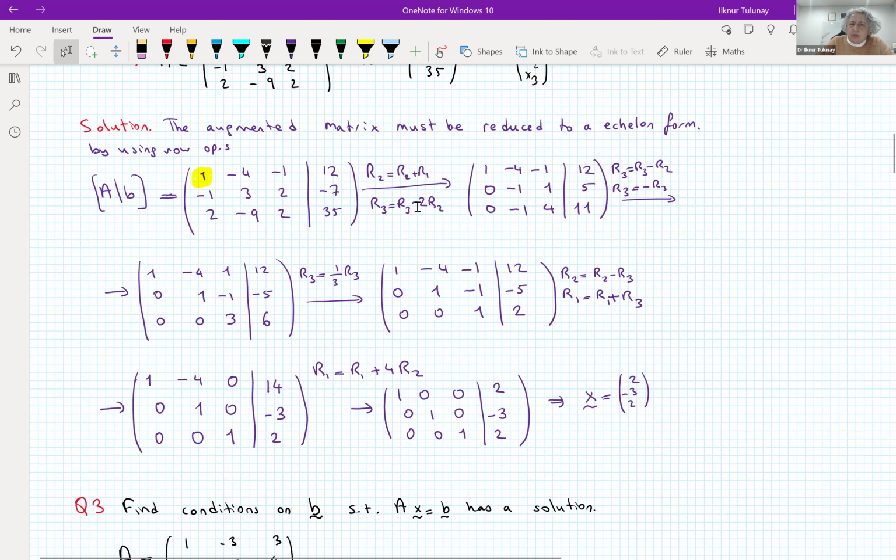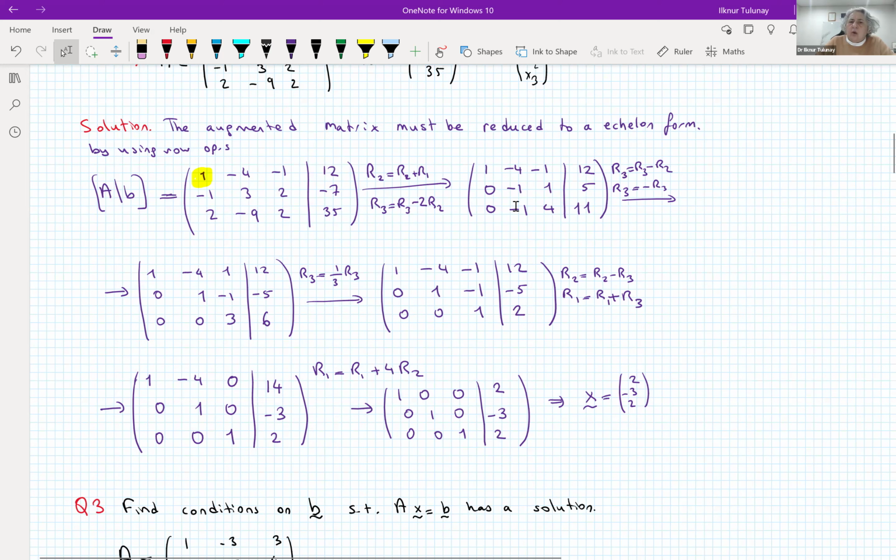Minus 2 times minus 1 is plus 2. And you have 2 here. 2 plus 2 will be 4. This multiplied with minus 2, we have minus 24. Minus 24 plus 35 will be 11.